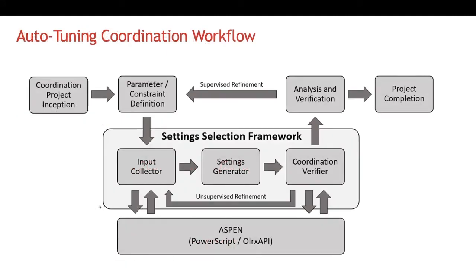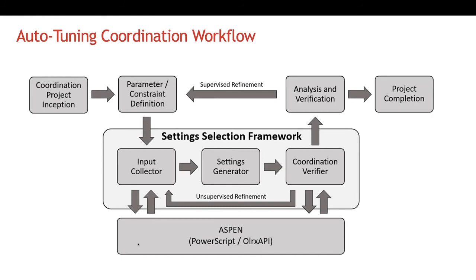So this is an overview of the auto-tuning coordination workflow that we have. This is a block diagram. So you have the project inception. You define the parameter constraints. You know, my pickup has to be between this lower bound and this upper bound. My time dials have to be within this. These are the curves I'm going to allow to use. And you're going to feed that into this setting selection framework.